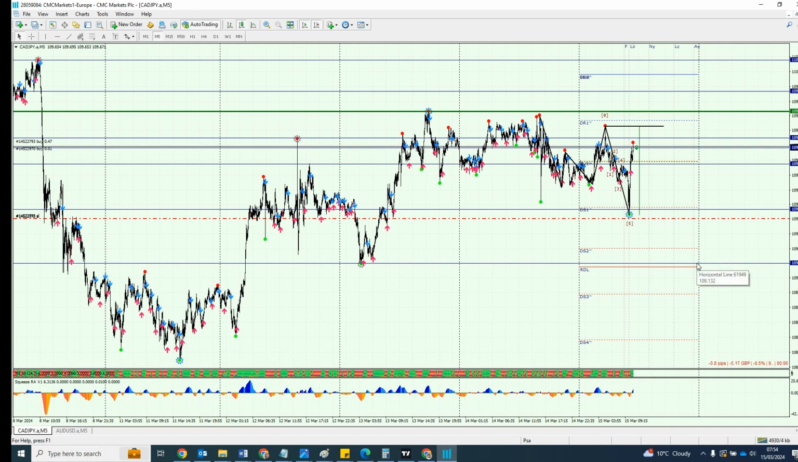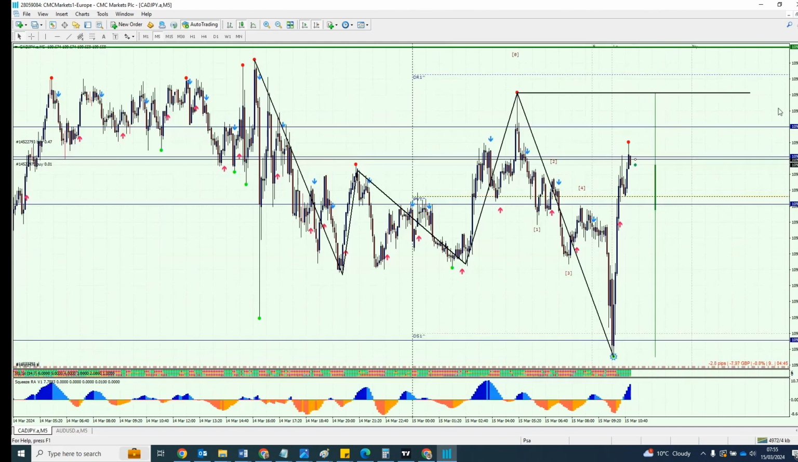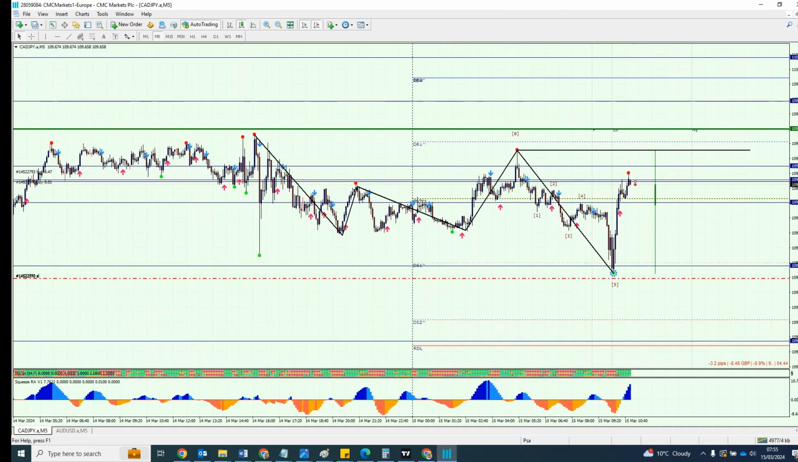So which one of these is more important? This is the most important price point here. In order for this uptrend to fail, price has to break this point here. In order for this downtrend to fail, price has to break this point here. So you have a level that you're looking at. Then we can see now this 109.67 is a structural point.